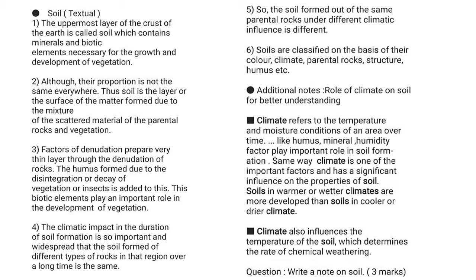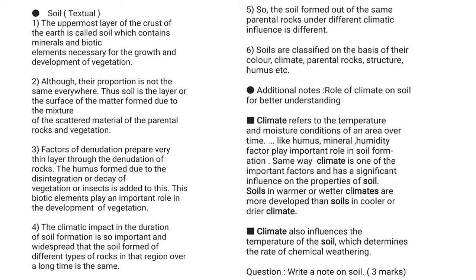Now the fourth point, and the fourth point is related to the role of climate on the soil. So the climate impact, meaning the effect during the duration of soil formation, is so important and widespread that the soil formed from different types of rocks in that region over a long time is the same. So the soil formed out of the same parental rock under different climatic influences is different.